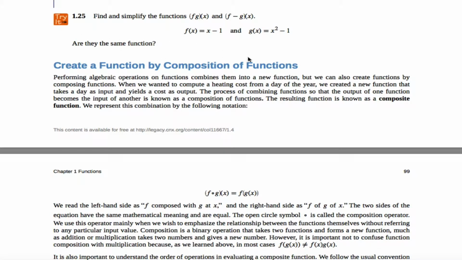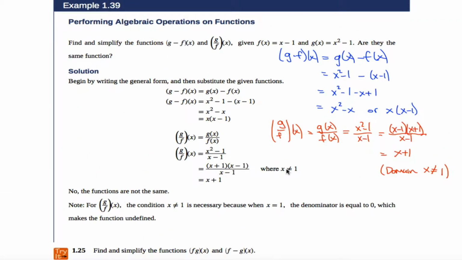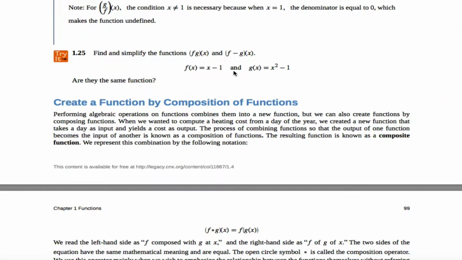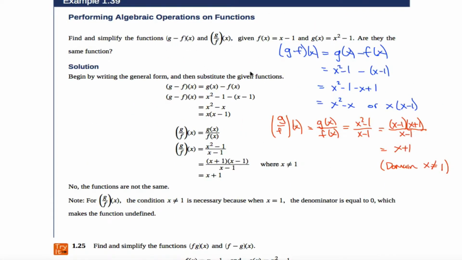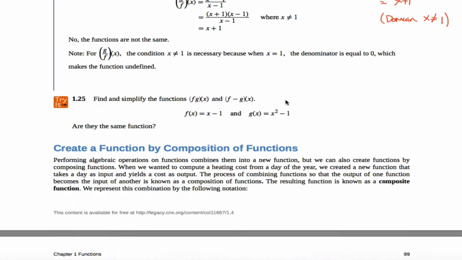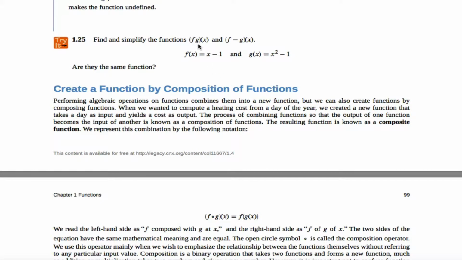All right, here's Try It 1.25 from the OpenStax PreCalculus book. You're given a couple functions. They're actually the same functions that we used up here in example 1.39. But now instead of finding g minus f of x and g divided by f of x, you're asked to find f times g of x and f minus g of x. Sure, I can do that.